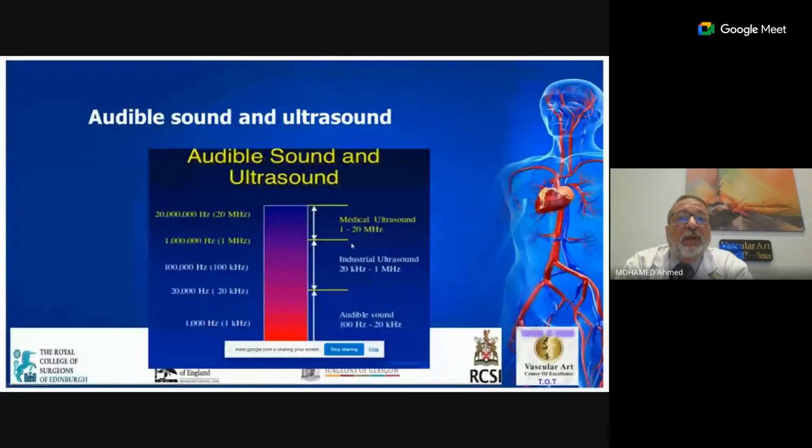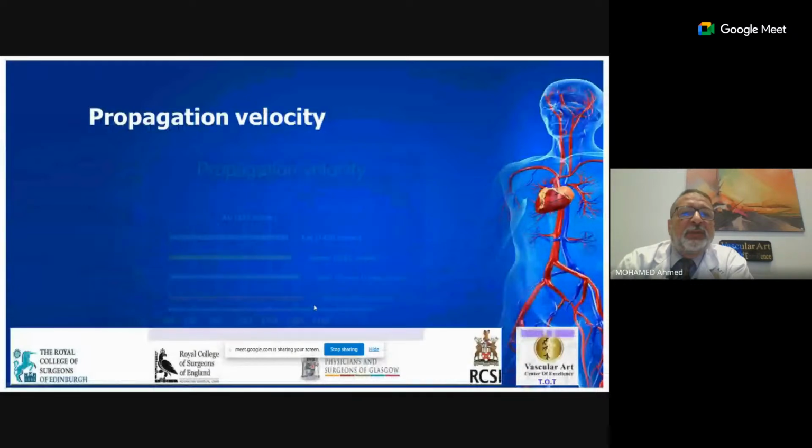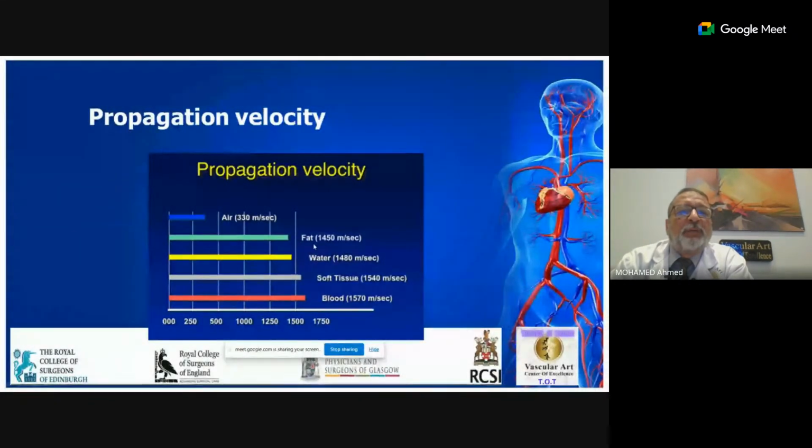Now they are using much higher frequencies, which can be used in stopping a pseudoaneurysm. So not only can you diagnose the patient, you can treat the patient as well. And here is the audible sound range. Now here is the propagation velocity. That is why we put gel, because this ultrasound does not go through air. Air is the enemy of ultrasound, so you must have good contact with the skin and plenty of gel.